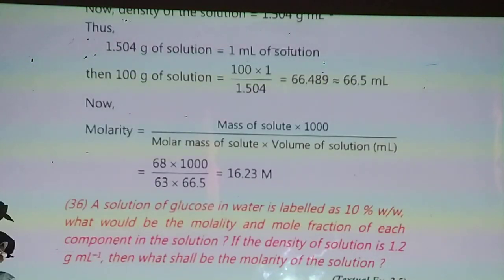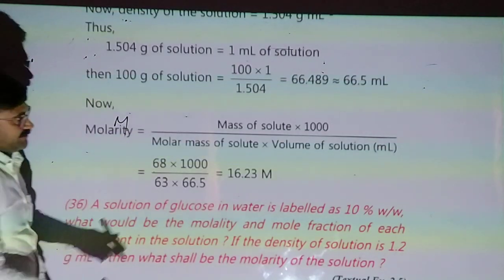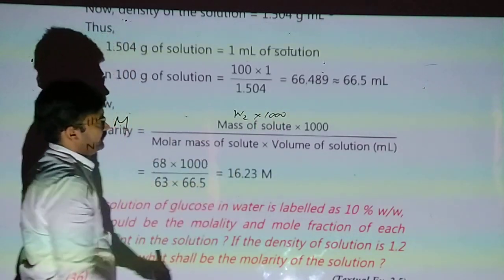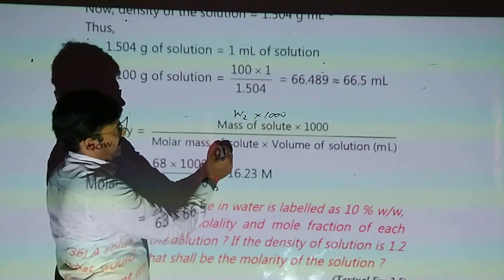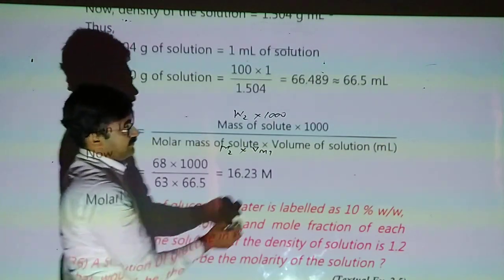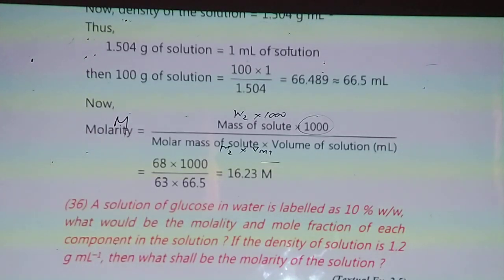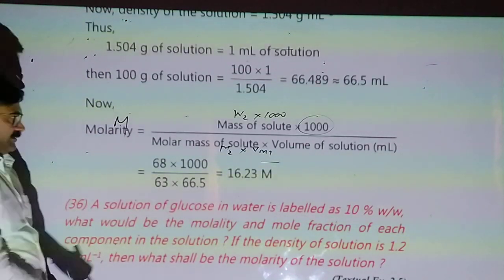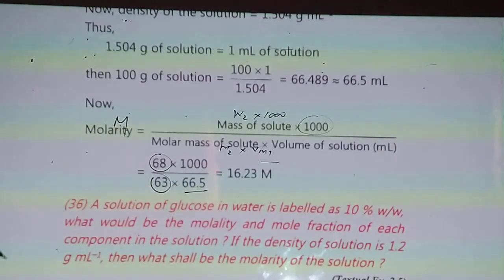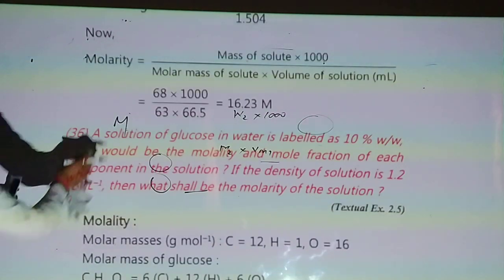So we get the molarity: mass of solute into 1000, upon molar mass of solute and volume in milliliter. Why 1000? Because the volume should be in milliliter. 68 into 1000 upon 63 and 66.5. So 16.23 molarity is our answer.